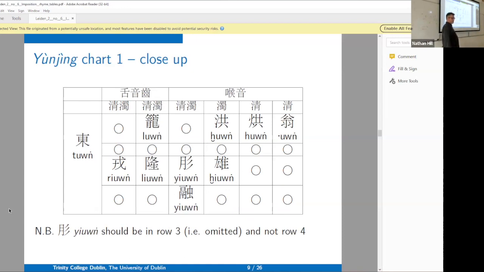I think it's nice to look at chart one because it's famous. This word that means east is the first character in the rhyme tables, and it's also the first character in the rhyme books. Okay, and then I'll just point out and maybe explain this some other time, but this character should not be here. This should be a blank. So there are mistakes in the rhyme tables.